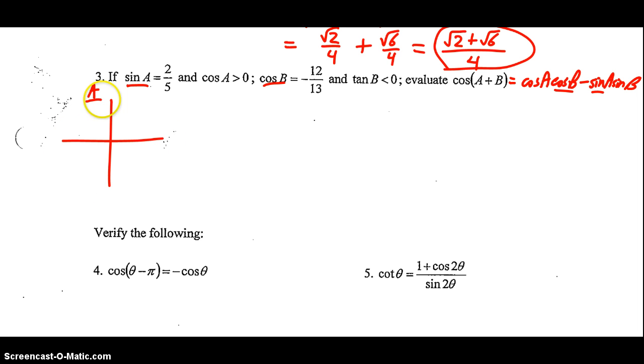Let's do A first. A is some angle, right? Or it could be an arc. Sine is positive 2/5. Sine is positive in quadrants 1 and 2.